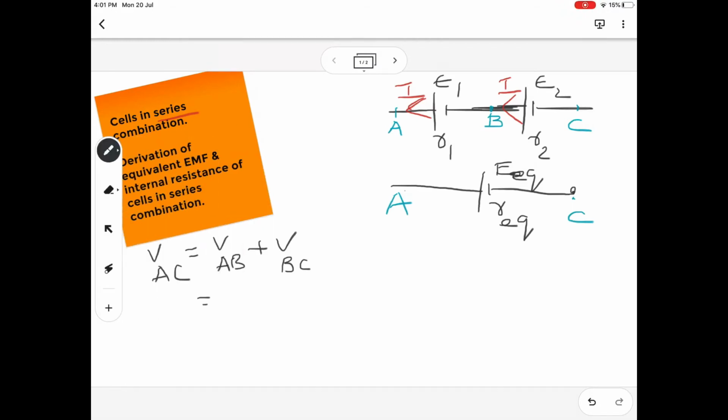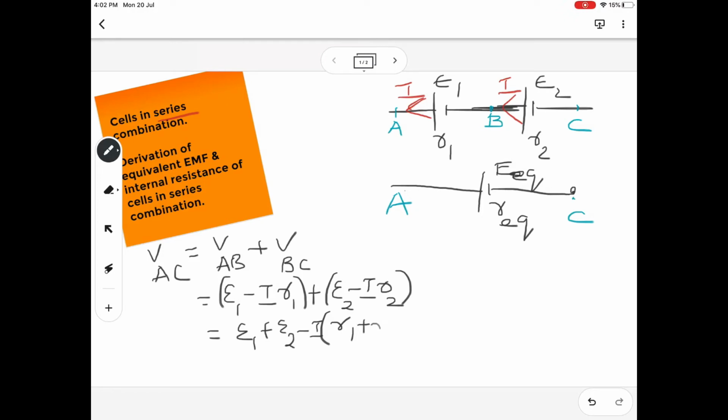So VAB we write as a terminal potential difference, as a current is drawn out, in terms of the first cell. So VAB is E1 minus I into R1, and VBC is E2 minus I into R2. So we wrote equations for the terminal potential differences of the first cell and second cell in terms of EMF, internal resistance and current. Now group the similar terms and leave this equation as number 1.